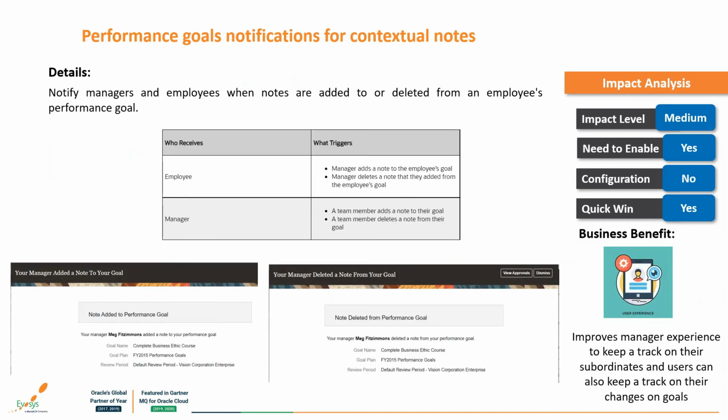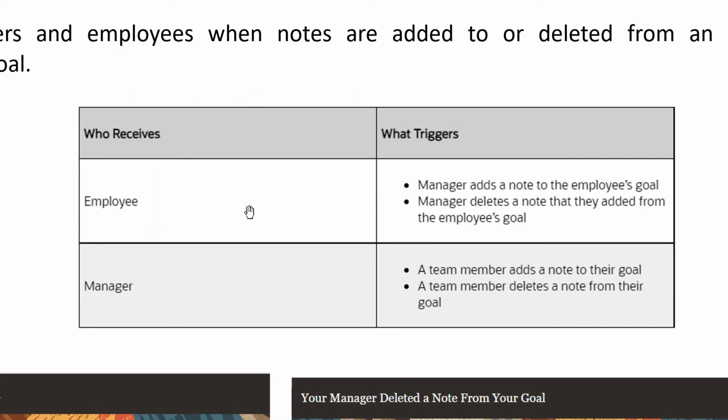Moving to the next feature, which is performance goal notification for the contextual notes. So from this release, notifications are generated to alert both the workers and managers when the notes are added or deleted from the employee's goal. So the employee will receive a notification when manager adds a note to the employee's goal or a manager deletes a note that they added from the employee's goal. And the manager will receive a notification when a team member adds a note to their goal and a team member deletes a note from their goal.